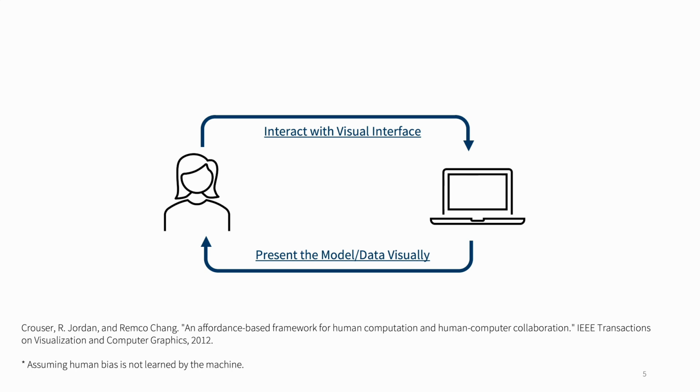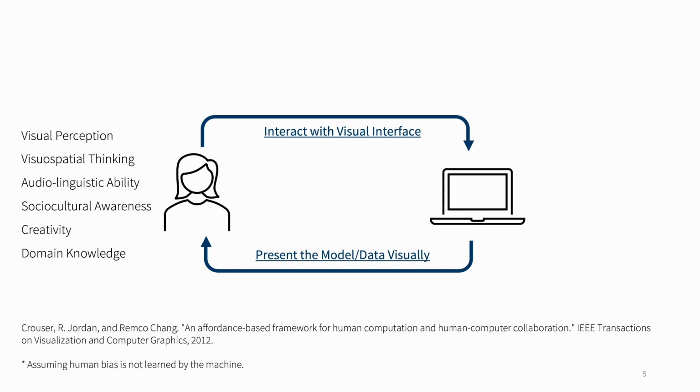In existing frameworks, such as the affordance-based framework, researchers have viewed visual analytics as a human-machine partnership where each entity brings its unique strengths to the table. For example, unique strengths of humans include visual perception, sociocultural awareness, and domain knowledge. Unique strengths of machines, on the other hand, include computational power and large storage.